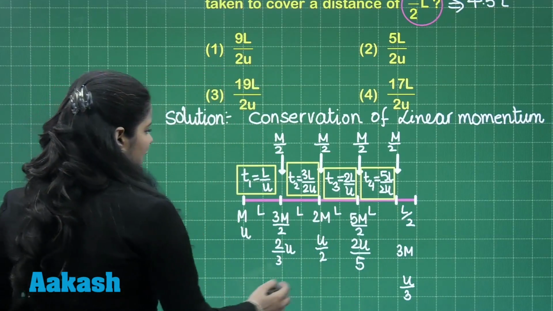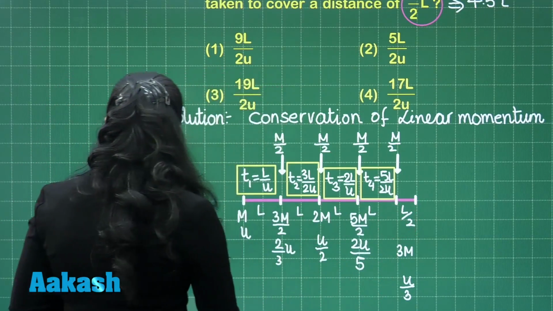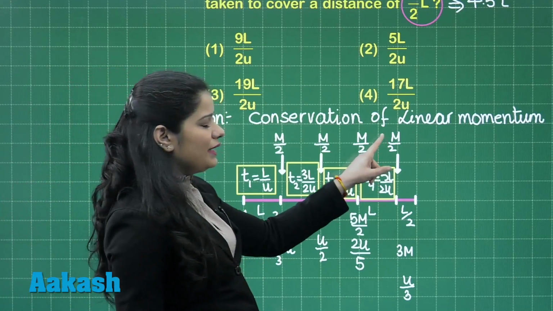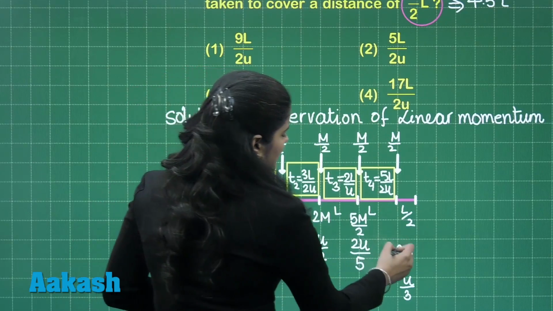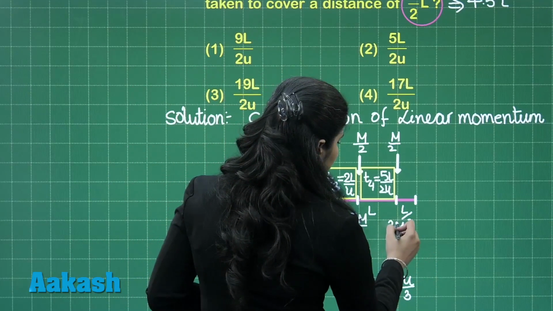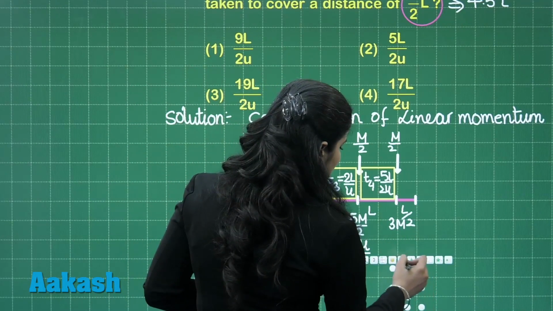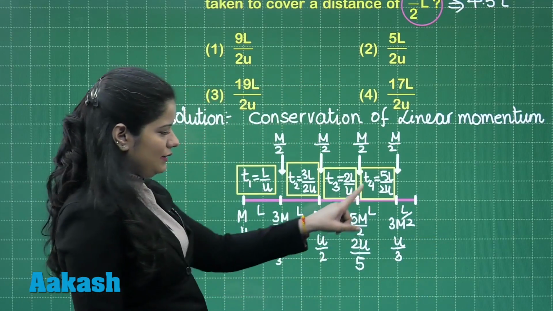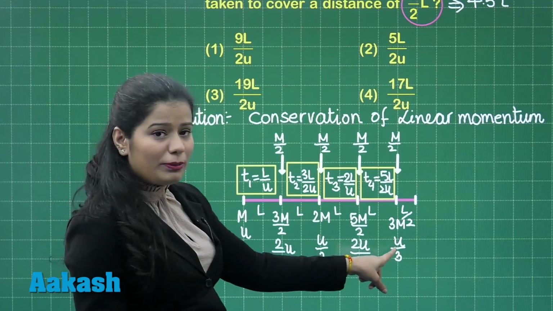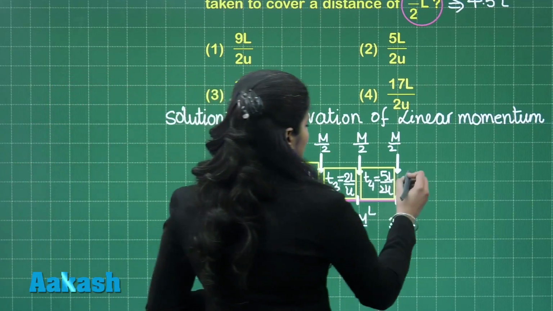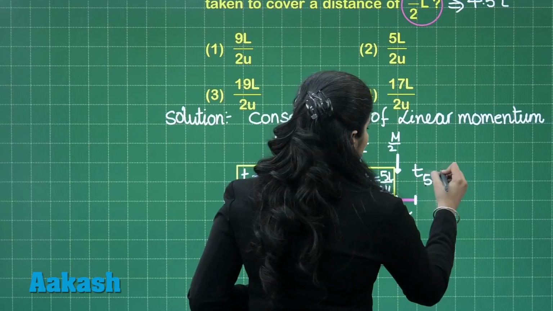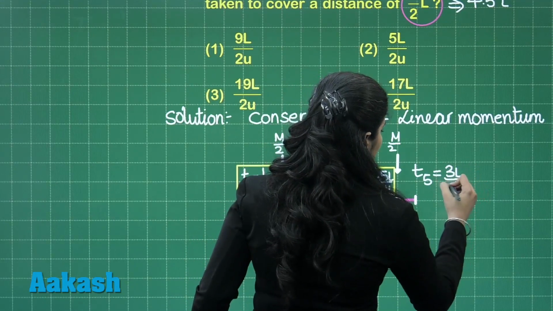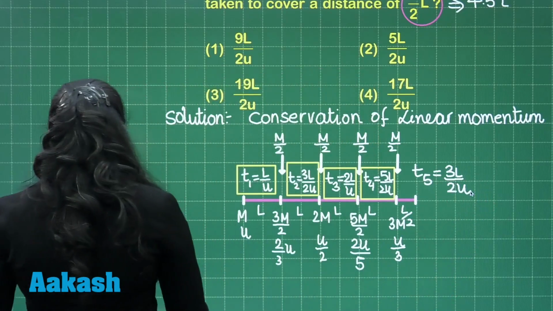And for this remaining length, how can I find the time? When again this m by 2 is added, the mass will become 3m and the velocity will become u by 3. So this length L by 2 will be travelled by the cart with the speed of u by 3. So what is going to be the time here? This T5 will be equal to 3L by 2u.